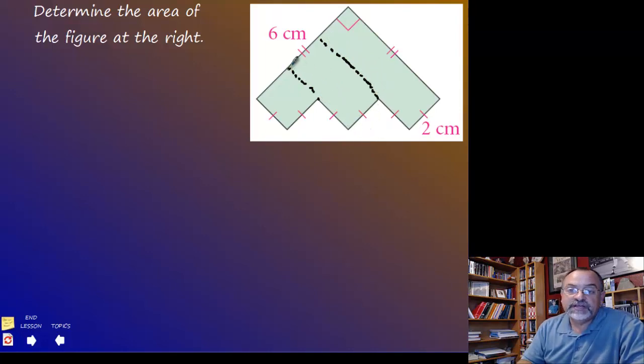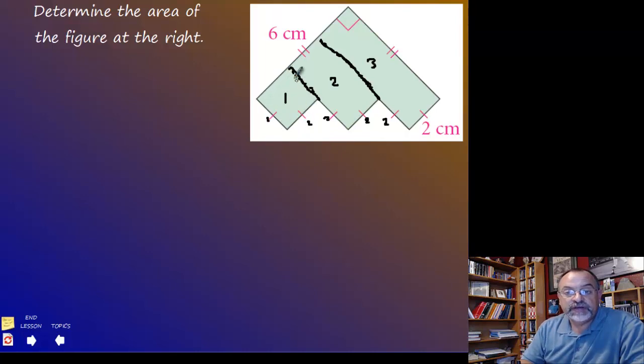So if I put these lines in here like this, you'll notice I actually have 3 rectangles and a square. Here's a square or rectangle, here's a square or rectangle, and here's a square or rectangle. To figure out the area of this, I just need to figure out the area of each of these rectangles and then add them together. The tick marks tell me that all of these are 2 in length, so that's a 2, that's a 2, that's a 2, that's a 2, that's a 2.